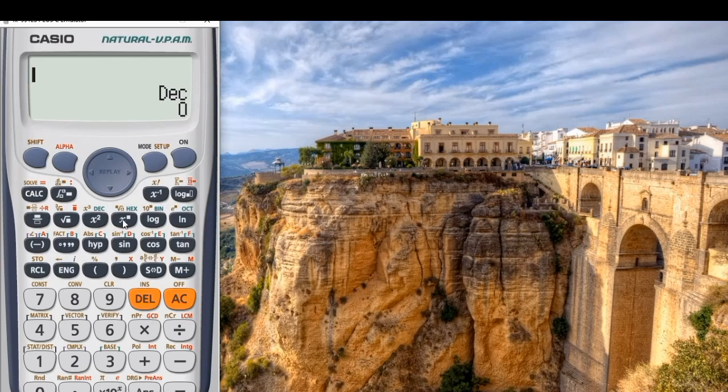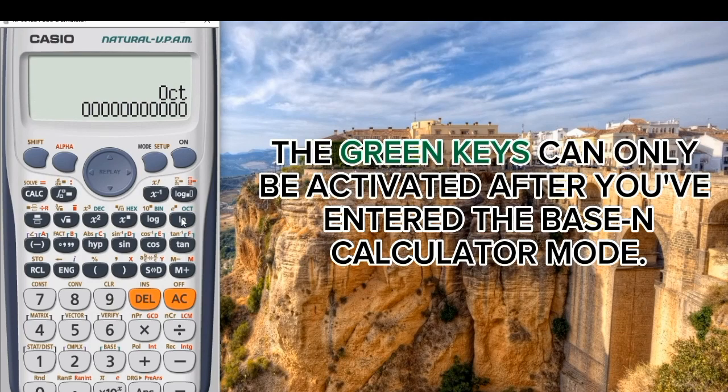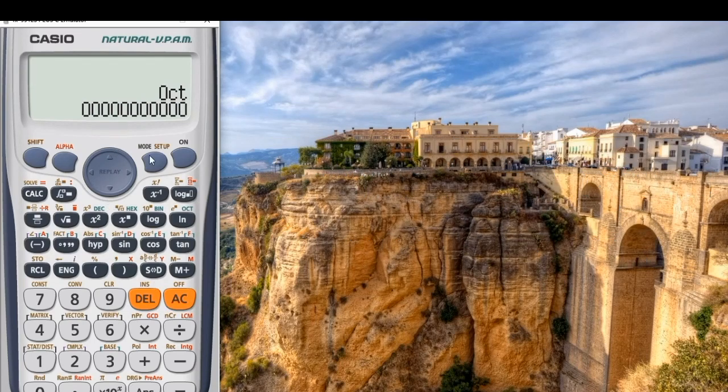If I tap on this particular button, the hex will appear on the calculator screen. If I tap on this, bin will come, and this is also oct, and we use them to convert from one base to the other. What of the purple key on the calculator? How do we activate the purple key on the calculator?